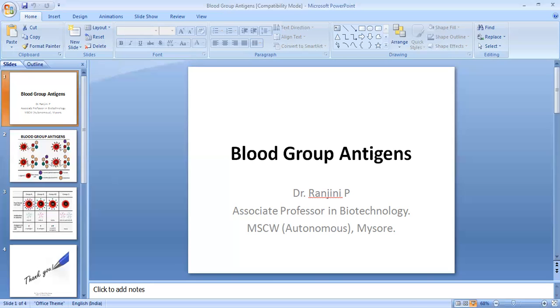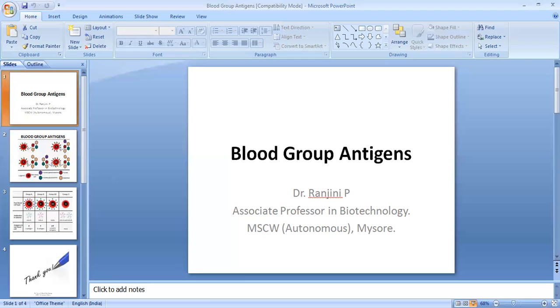Then coming to the group A individual, they have A antigen on the surface of their RBCs and blood serum contains the antibodies against B antigen. So anti-B antibodies will be there. Therefore, a group A individual can receive blood only from individuals of A or O, preferably A, and can donate blood to individuals with type A or AB.